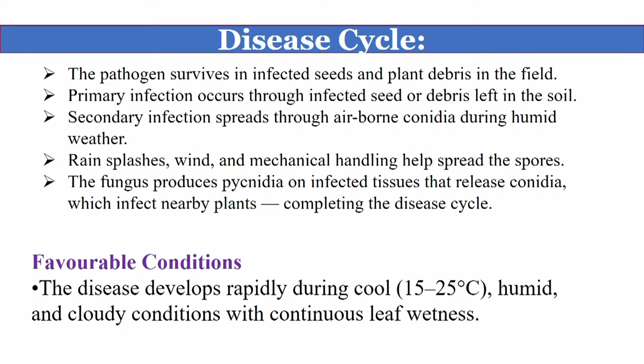The fungus produces pycnidia on the infected tissue that release the conidia, which infect nearby plants, completing the disease cycle and repeating the disease cycle in the field. And the favorable condition for the disease incidence is that the disease develops rapidly during cool weather, like 15 to 25 degrees centigrade, as well as humid to cloudy conditions.